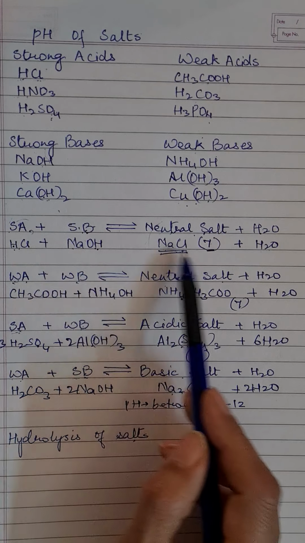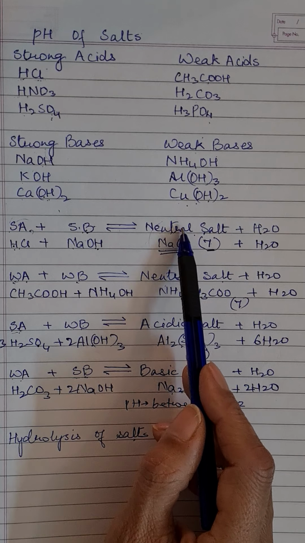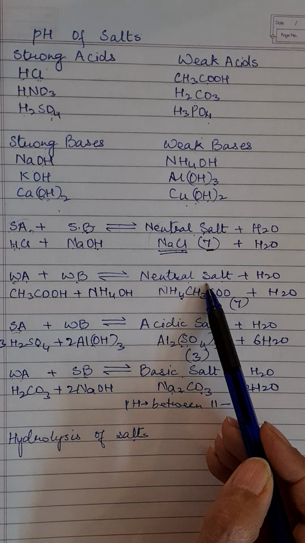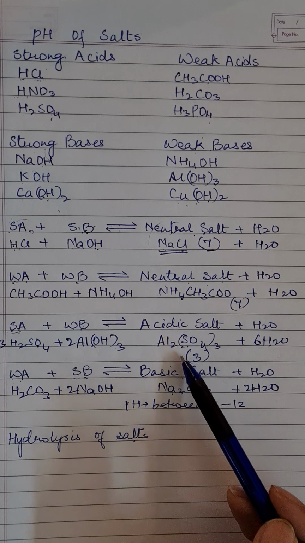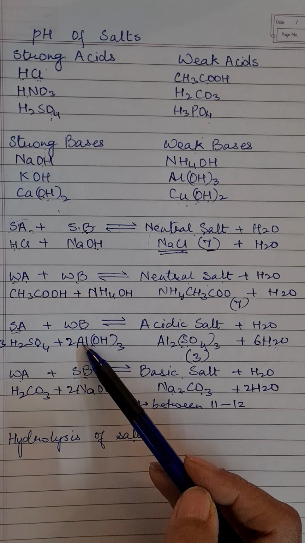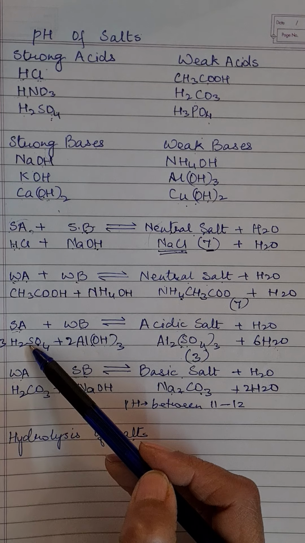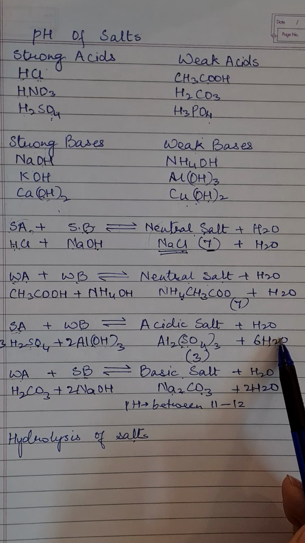Both are strong. So therefore the whole solution is neutral, and we call it a neutral salt. Similarly here, this is also a neutral salt, and this is acidic. Why? Because when this ionizes and recombines, it's going to interact with the water molecule and regenerate the acid and the base. The acid which is produced is a strong acid. So therefore, this solution is acidic in nature.